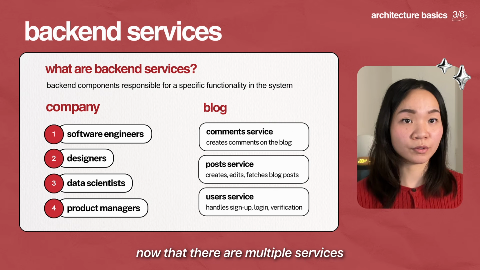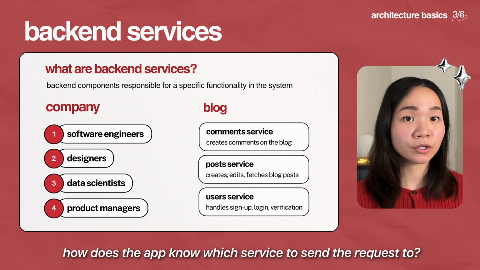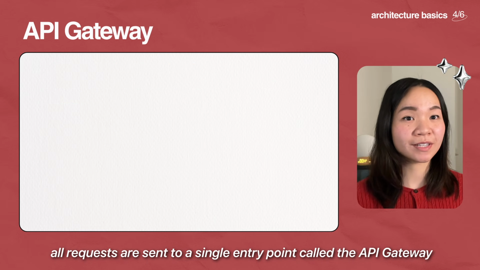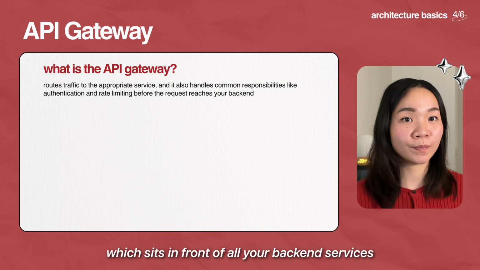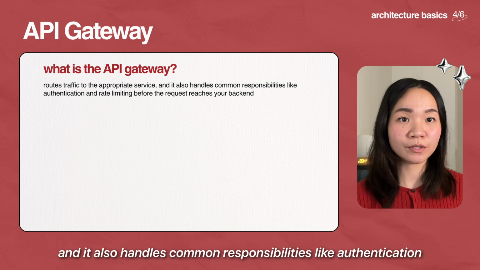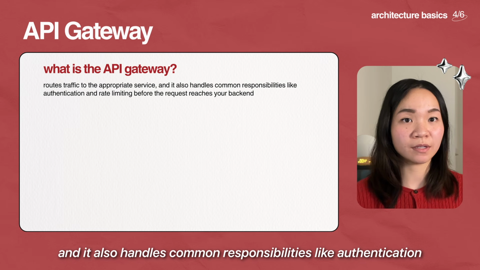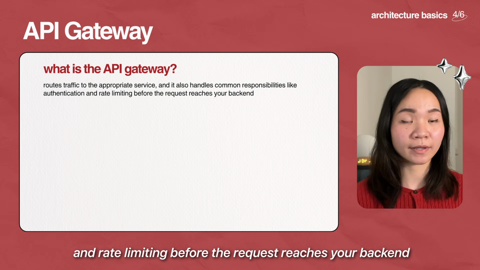Now that there are multiple services, when a user interacts with the client, how does the app know which service to send the request to? All requests are sent to a single entry point called the API gateway, which sits in front of all your backend services. It routes traffic to the appropriate service, and it also handles common responsibilities like authentication and rate limiting before the request reaches your backend.